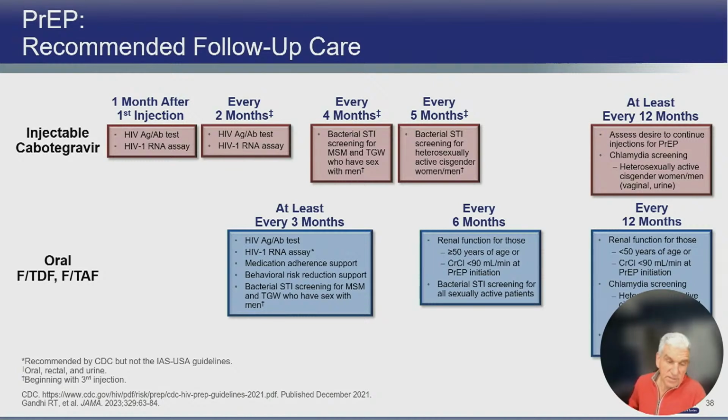For oral FTC TDF or oral FTC TAF, the same recommendation that we just described is there for every 3 months, not every 2 months. There is great discordancy in the United States about the use of RNA assays for oral PrEP, though I think there is less equipoise or less hesitation to be using it for injections. And then also for the risk with TDF, every 6 months to make sure you're checking renal status, and every 12 months as well.